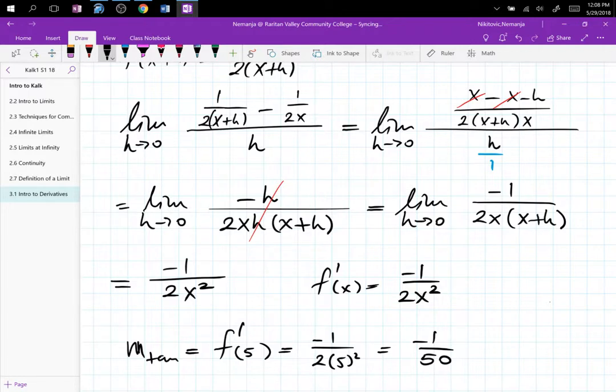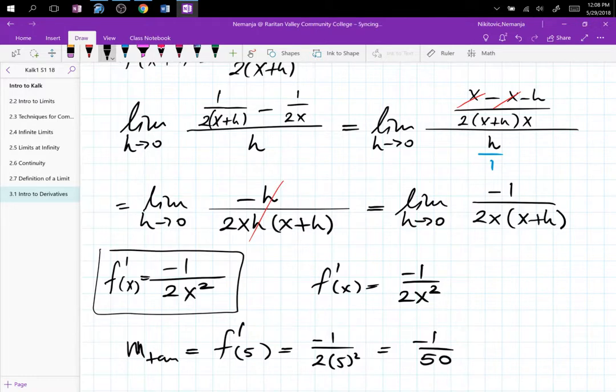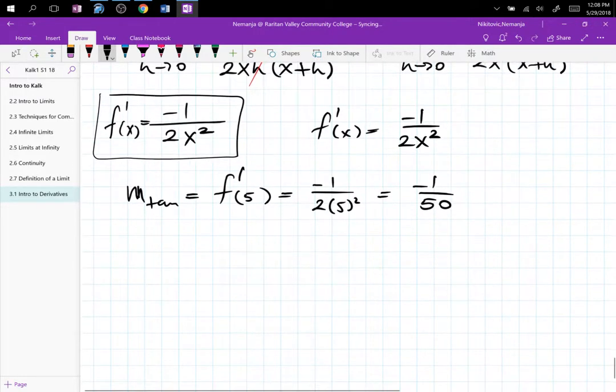Again, if we switch x out, we only need to compute the last calculation. We don't have to go back, because the derivative gives us the function which generates all slopes. Maybe I should write it here. F prime of x equals this, and there we go. So we got the derivative, and then we can generate any slope we want using that derivative.